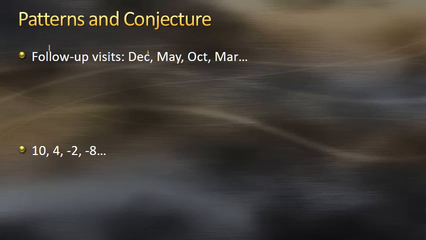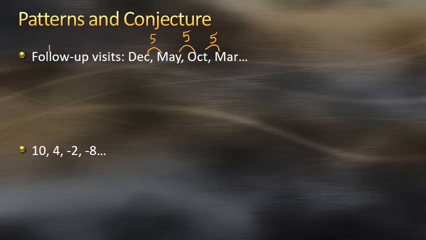Let's see, how many months are between December and May? We've got January, February, March, April, and then May. So there's 5 months between December and May. What about May and October? June, July, August, September, October is 5 months again. And October to March: November, December, January, February, March. There's 5 months between October and March.